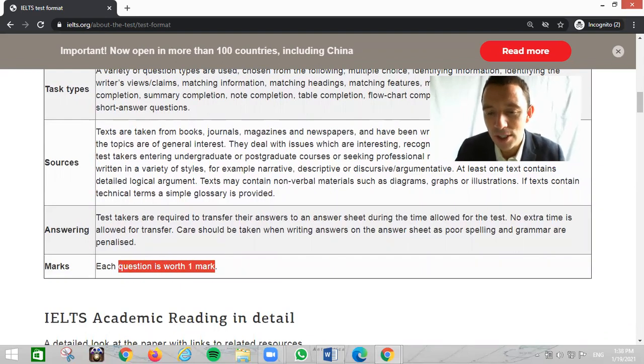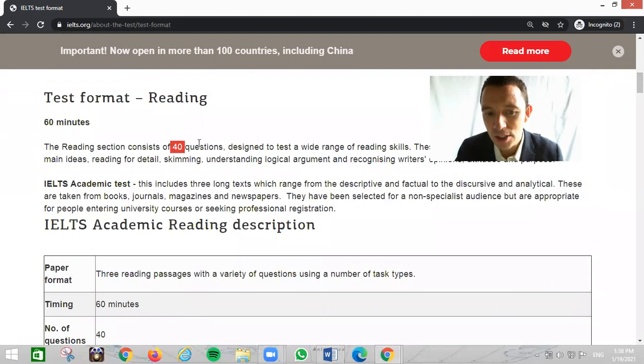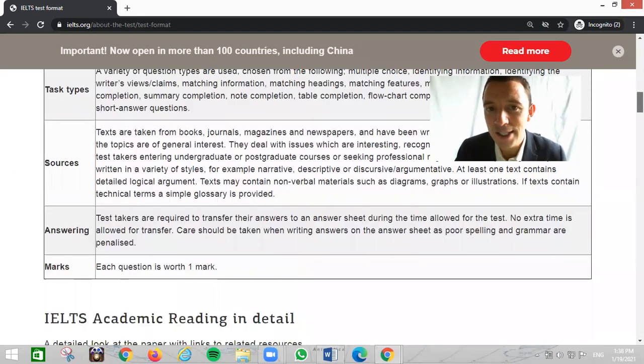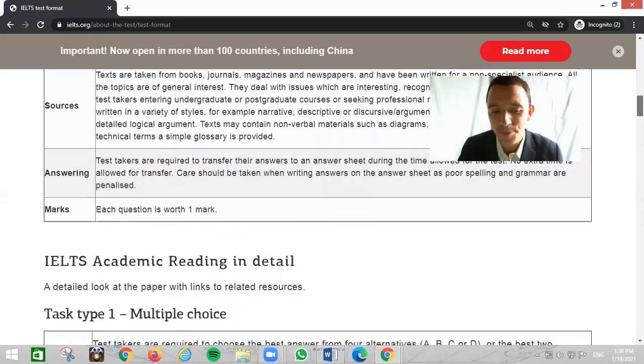So that's 40 questions, I believe. Yeah, 40 questions and 1 mark each. Okay? So a good variety, and it's a bit unpredictable. The style of the reading question is a bit unpredictable.